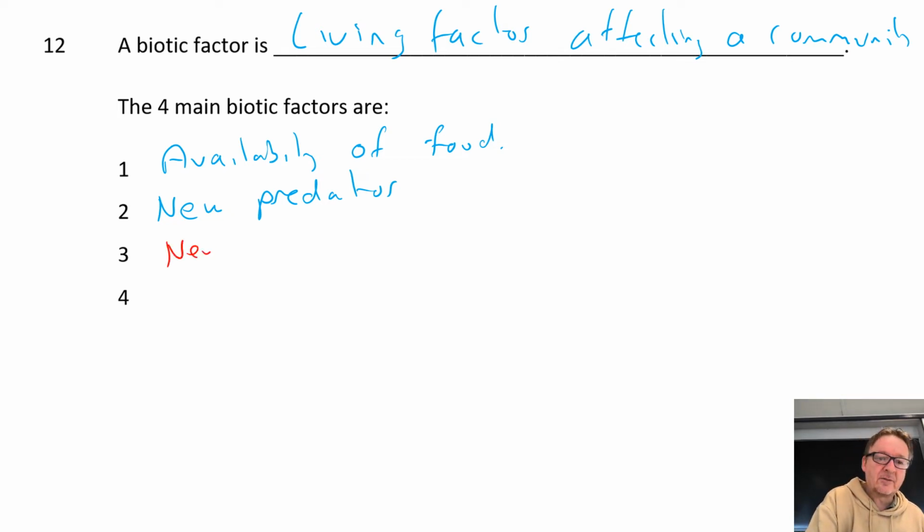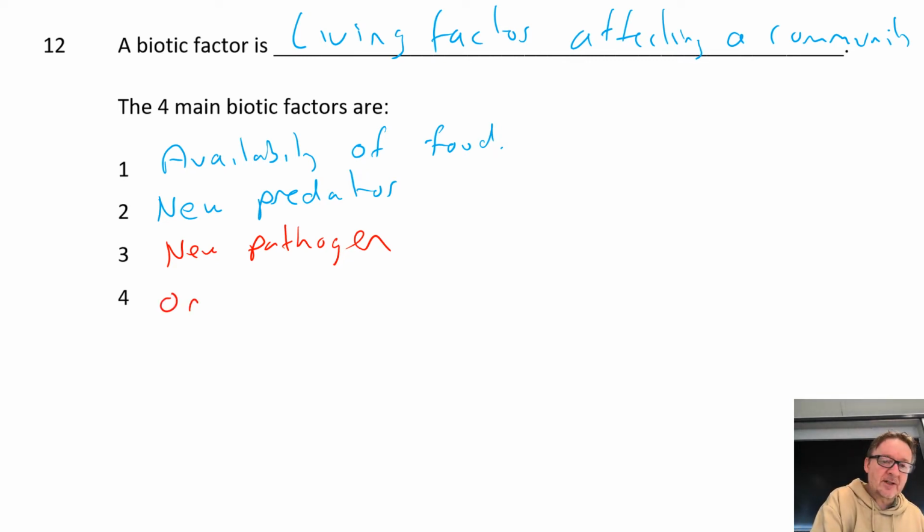A new pathogen. Okay, so you've got a new pathogen, so a living organism, a new disease could come into a certain area. It's like there's a disease called myxomatosis that went to rabbits and it killed something like 99% of rabbits. Right, and they actually put it out there in the population in Australia and they killed many, many millions of rabbits, but eventually they got immune to it. But that is a biotic factor affecting the community.